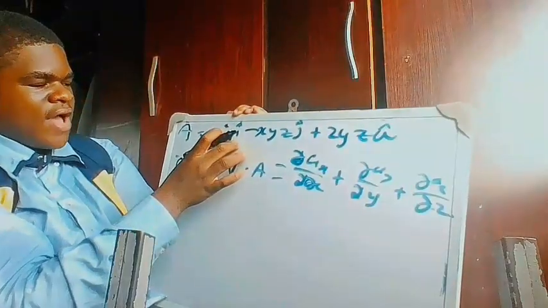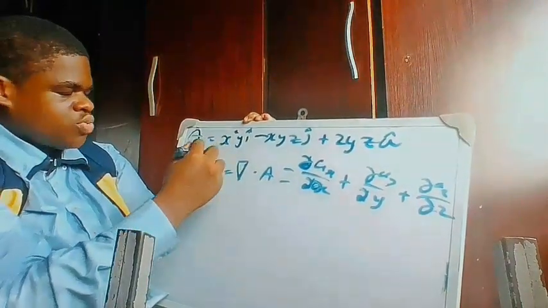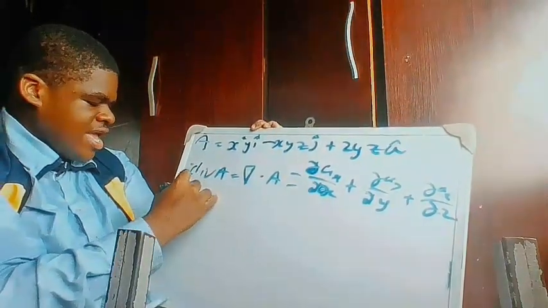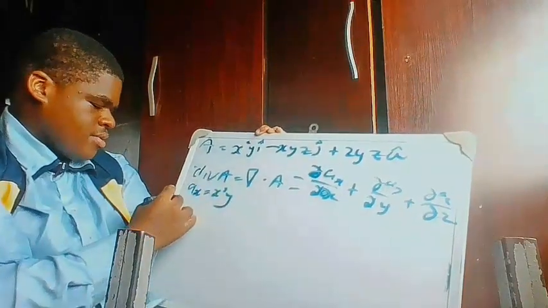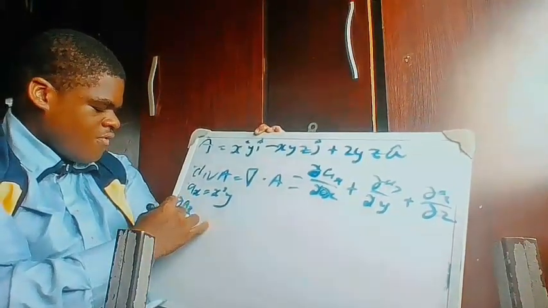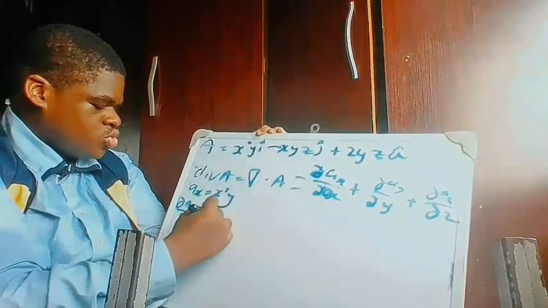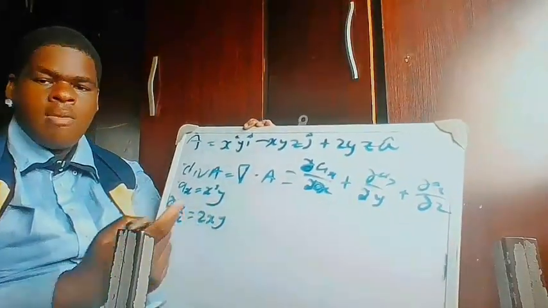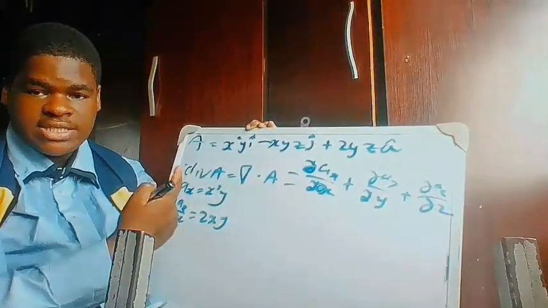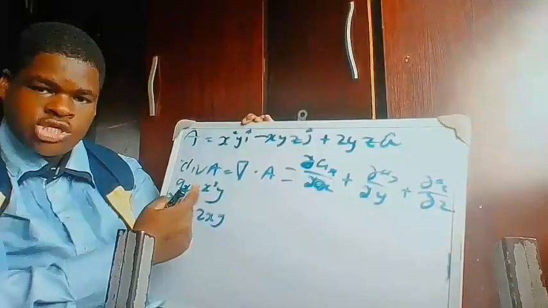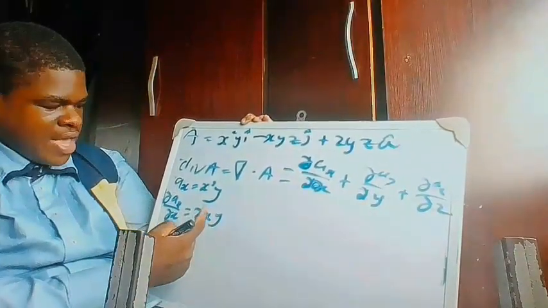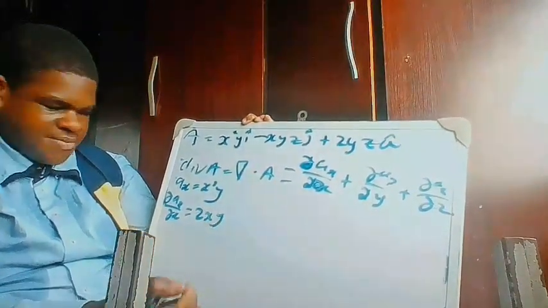So this is our equation of i, which is our Ax, which is x squared y. Ax is equal to x squared y. So the partial Ax over partial x is going to equal 2xy. Remember, you are keeping every other thing constant besides x. And x here is x squared. Differentiate x squared, you are going to have 2x times y, because y was the constant here.